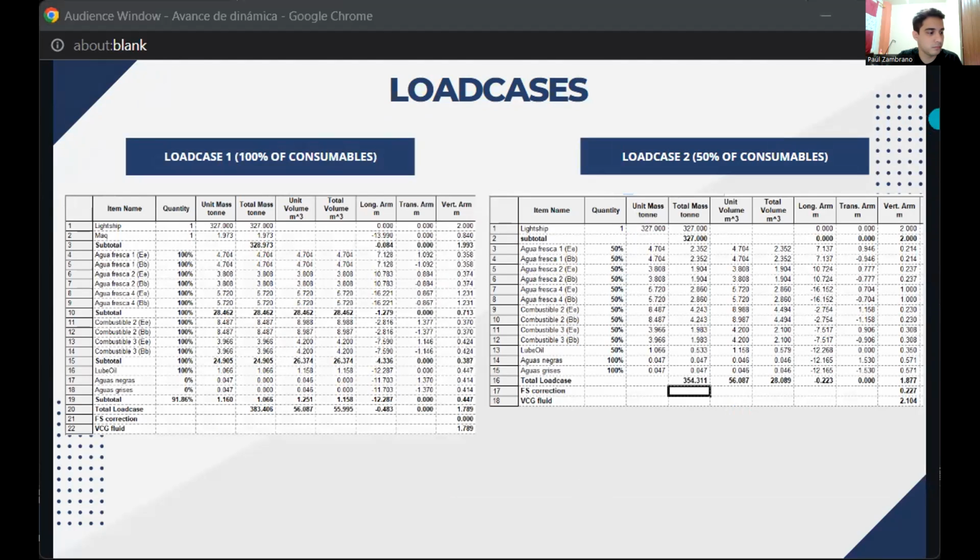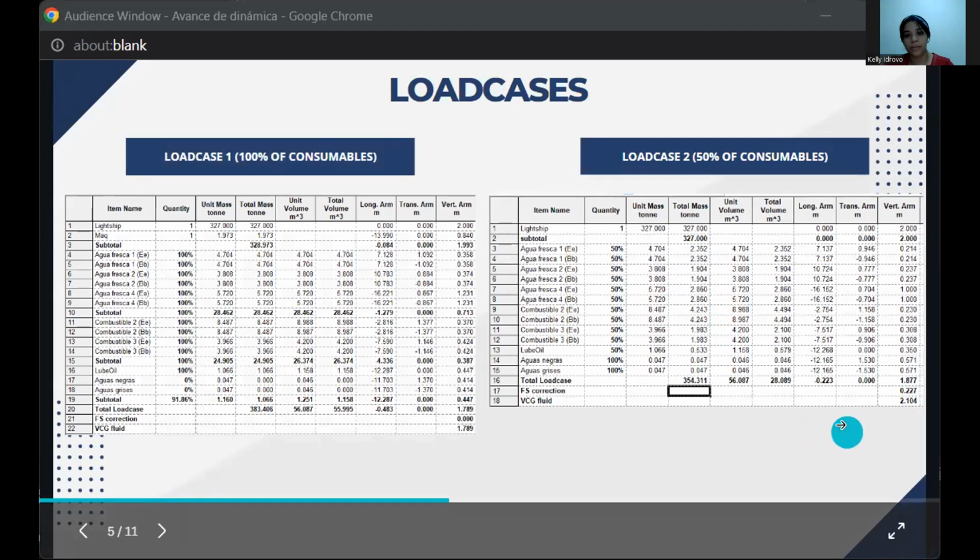We have two different load cases. The first one is 100% of the consumables, and the second one is 50%. As you can see here, this is the distribution of our tanks inside of the ship. Next, please.